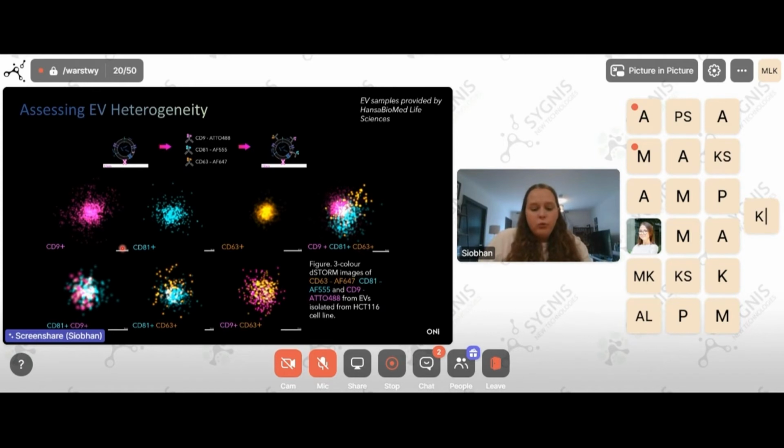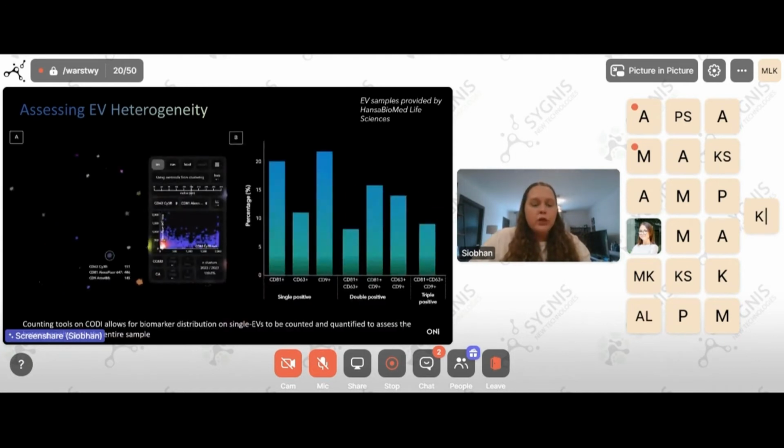This is an example where we wanted to look at the different populations of extracellular vesicles and see if we could look at the positivity. Since we're working on a single EV level, we wanted to characterize how much CD9, CD81, and CD63 are present on the extracellular vesicles, and what the positivity was across the whole population. We wanted to quantify how many EVs were only single positive for one biomarker, double positive for two biomarkers, or triple positive. And we were able to do that through clustering analysis.